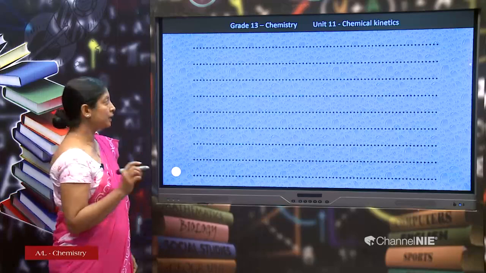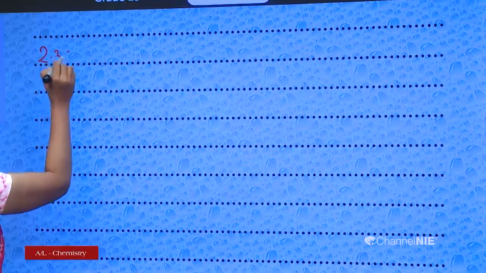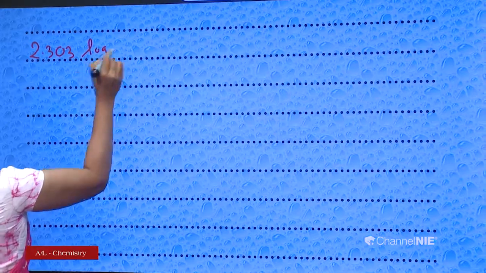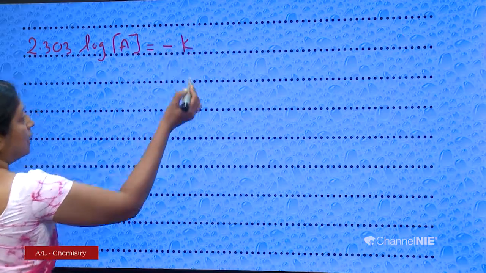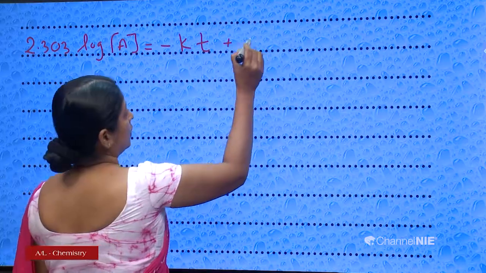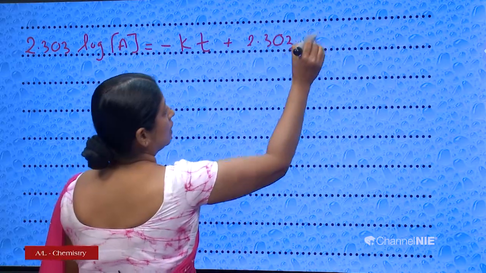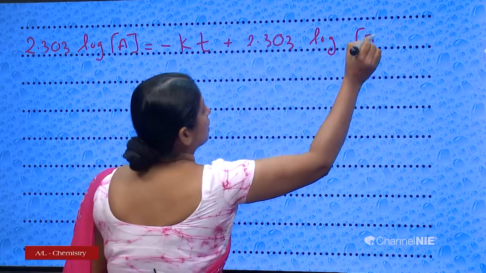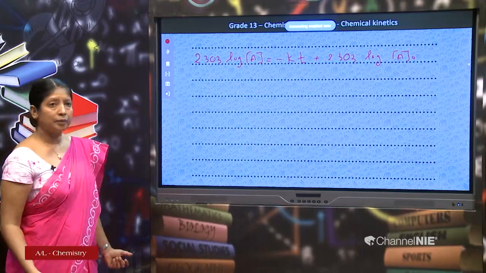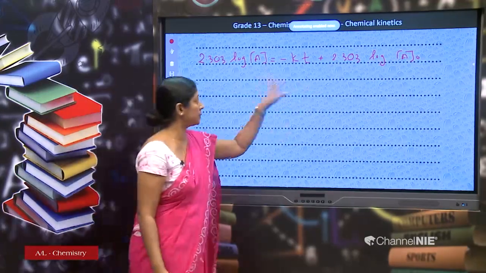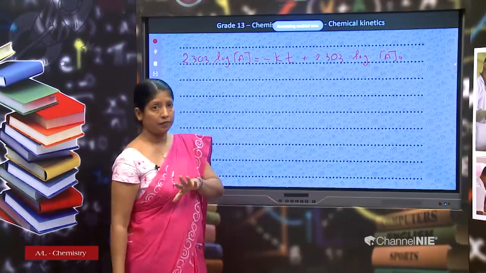So, in the exam this equation is given. You will be provided with 2.303 log of the present concentration equals minus K T plus 2.303 log of the initial concentration of A. What is K? K is our rate constant, T is the time required to get done this change. If you are provided with the initial concentration of the reactant and the present concentration, the time required to reduce the initial concentration into the present concentration is T. It is not half life, it is T.